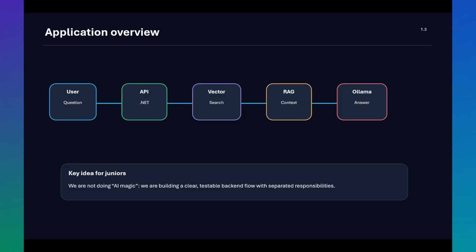The key idea for junior developers is this: we are not doing magic with AI. We are building a backend flow with clear responsibilities. Each step has a purpose, and each part of the system will be placed in the correct architectural layer.